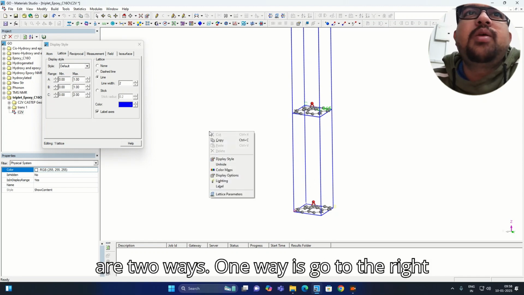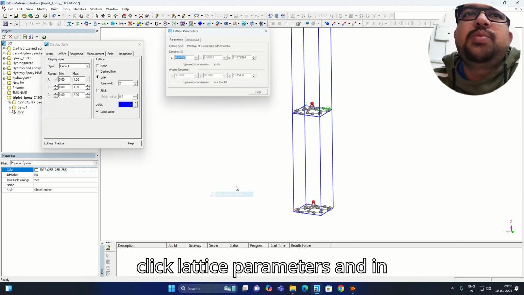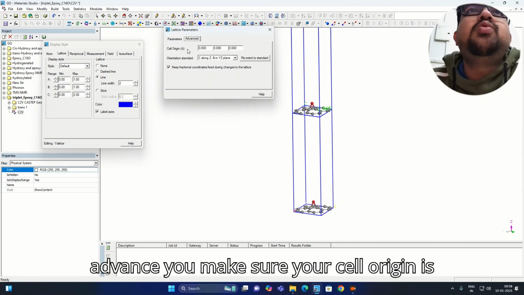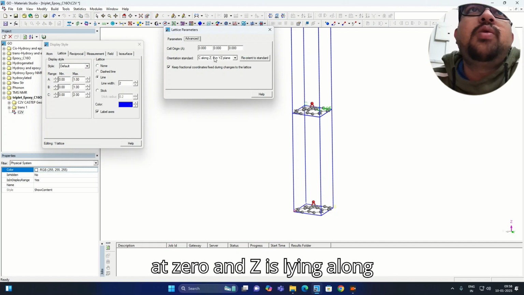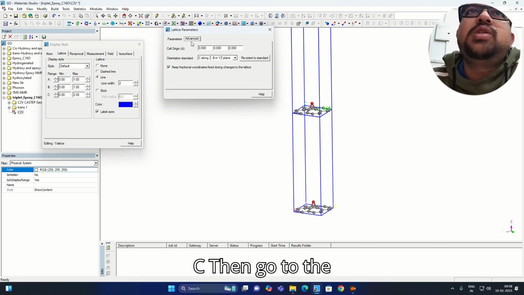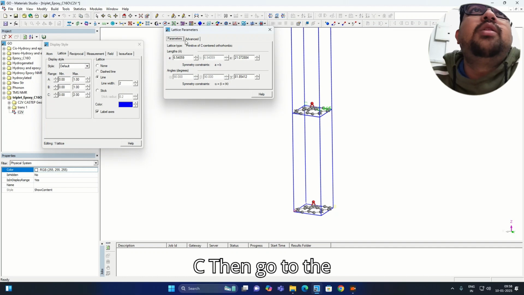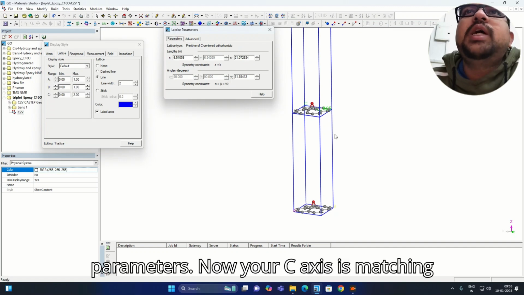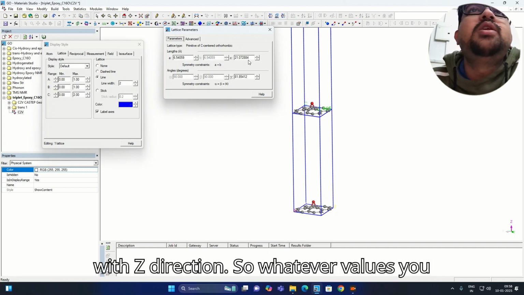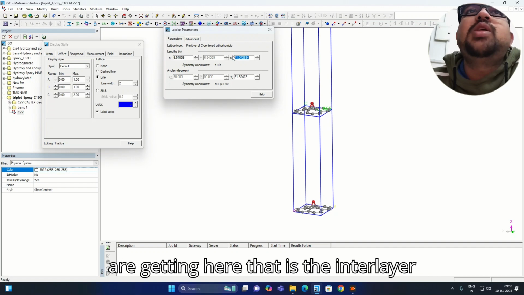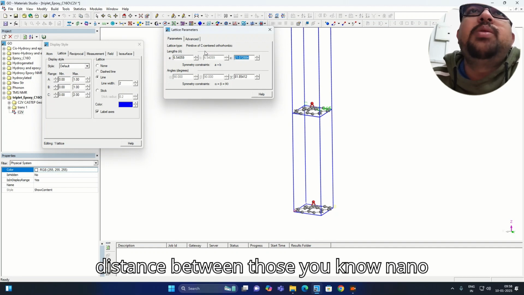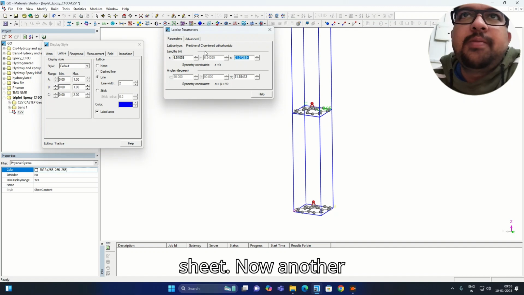One way is go to the right click, lattice parameters, and in advanced you make sure your cell origin is at 0 and the z is lying along C. Then go to the parameters. Now your C axis is matching with the z direction. So whatever values you are getting here, that is the interlayer distance between those nanoseeds.